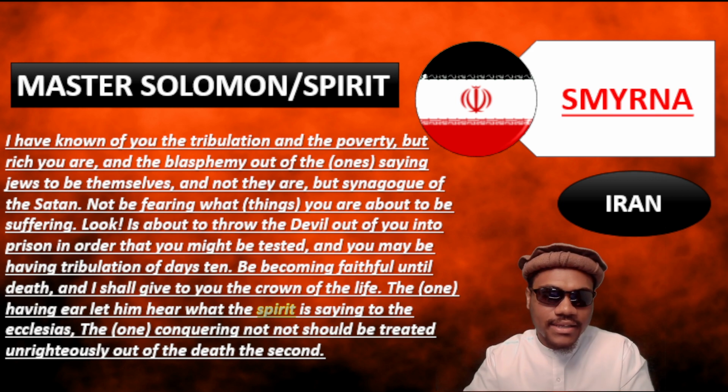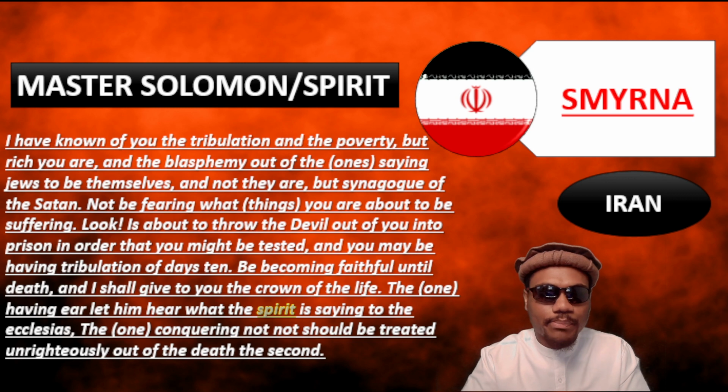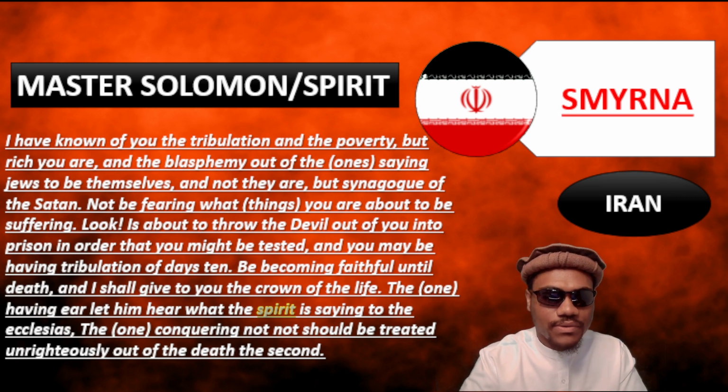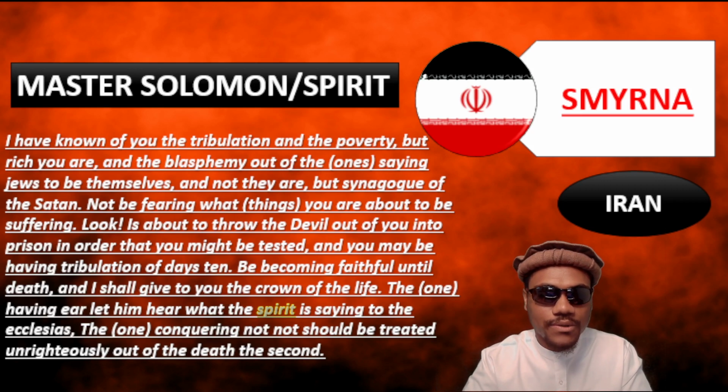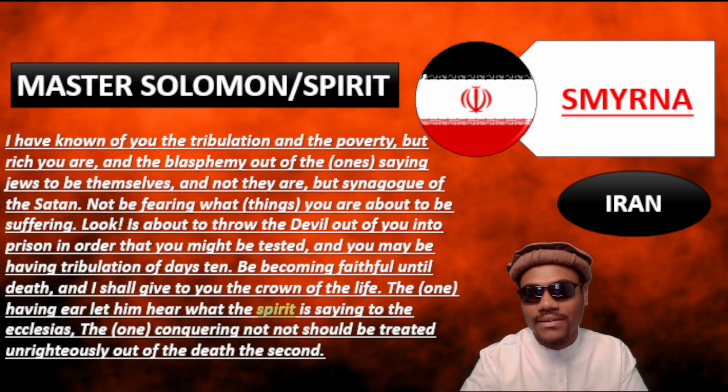And he's saying, I have known of you the tribulation and the poverty, but rich you are, and the blasphemy out of the ones saying Jews to be themselves, and they are not, but a synagogue of the Satan. Be not fearing what things you are about to be suffering. Look, the devil is about to throw some of you into prison in order that you might be tested, and you may be having tribulation of ten days. Become faithful until death, and I shall give to you the crown of the life. The one having ear, let him hear what the Spirit is saying to the ecclesias. The one conquering shall not be treated unrighteously out of the death of the second.